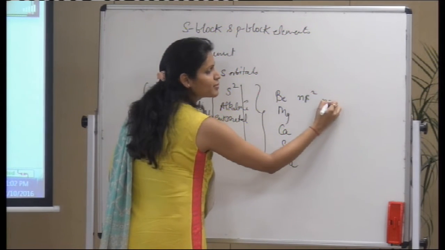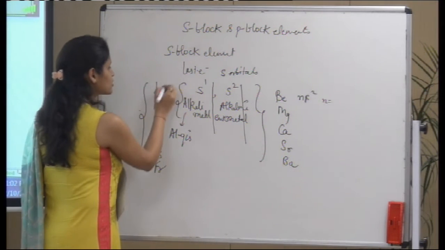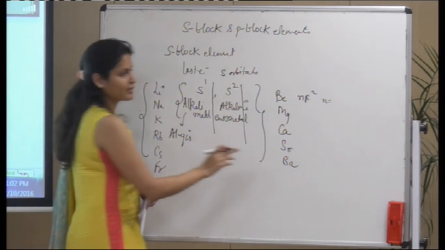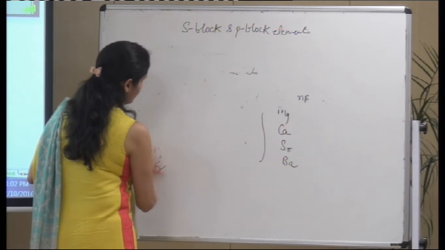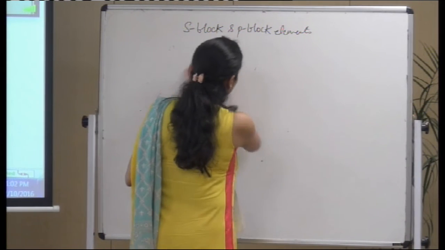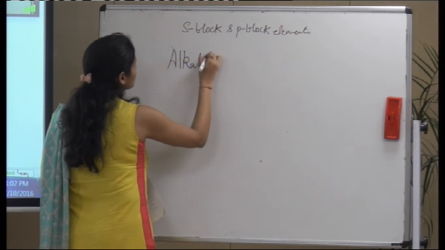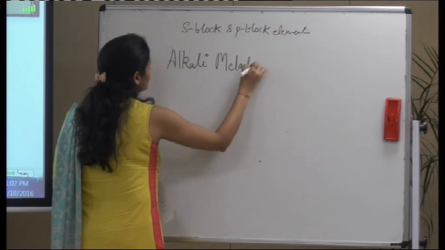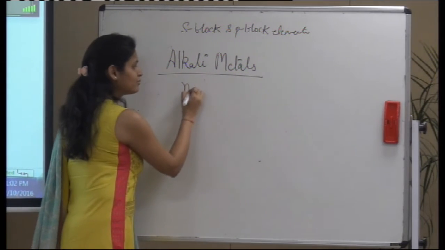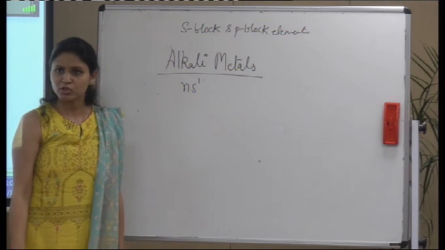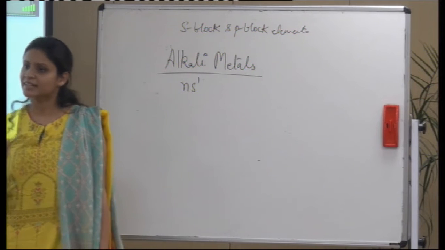n is the principal quantum number that we do not have to consider in this case, okay? So first we will discuss the alkali metals, right? Since the outermost electronic configuration is ns1, this is the general electronic configuration in the outermost shell. So first of all, we have to discuss its physical properties as well as chemical properties.